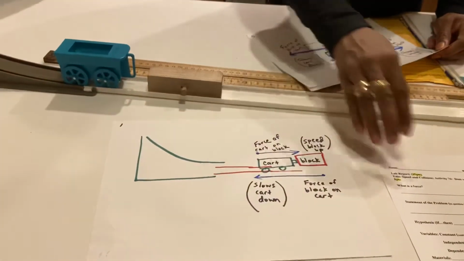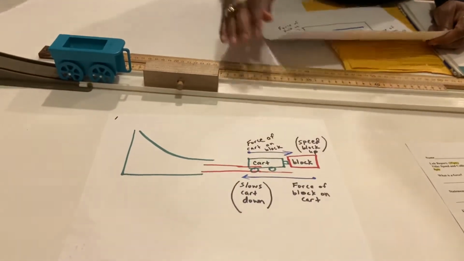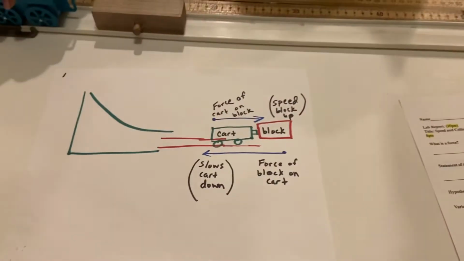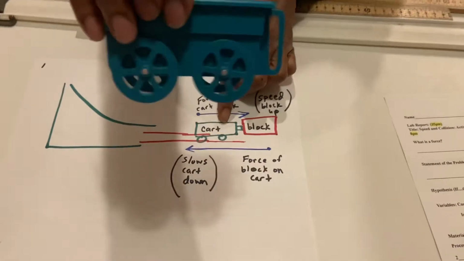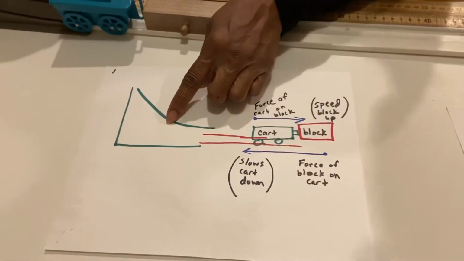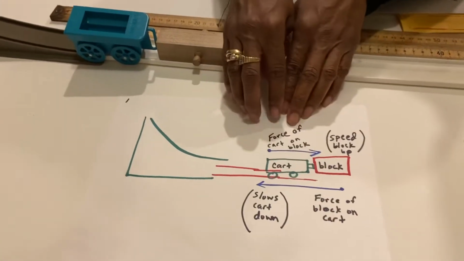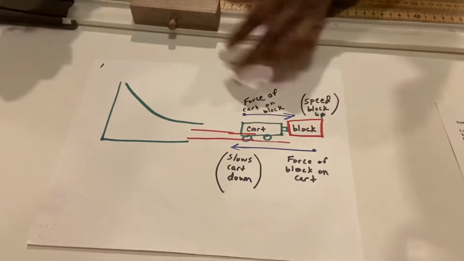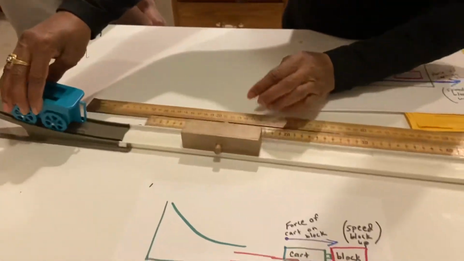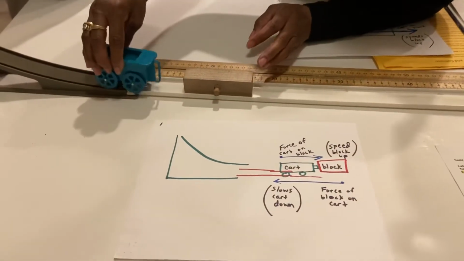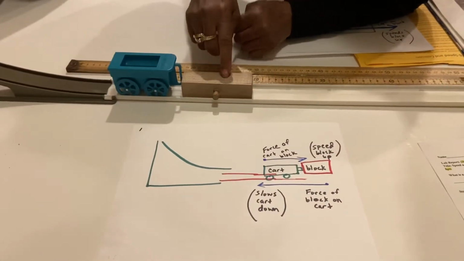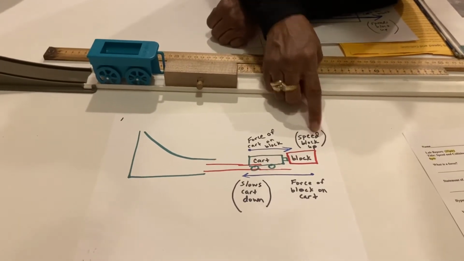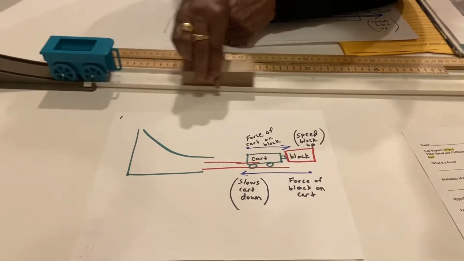So here, I drew some pictures to help us understand what was happening. We have the cart, the green cart, and the ramp, the brown ramp, and the track here. So the force of the cart on the block. What happened when the cart hit the block? The block sped up, right? You saw it speed up.